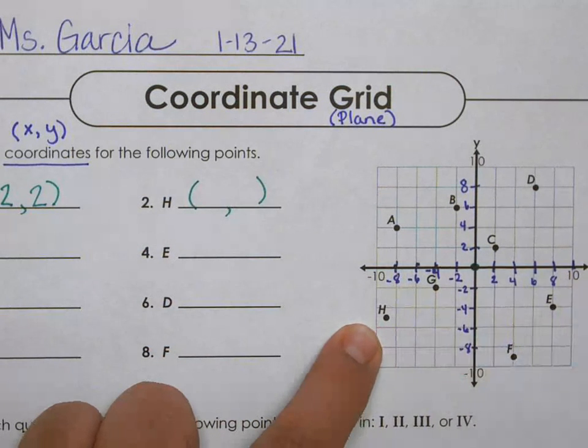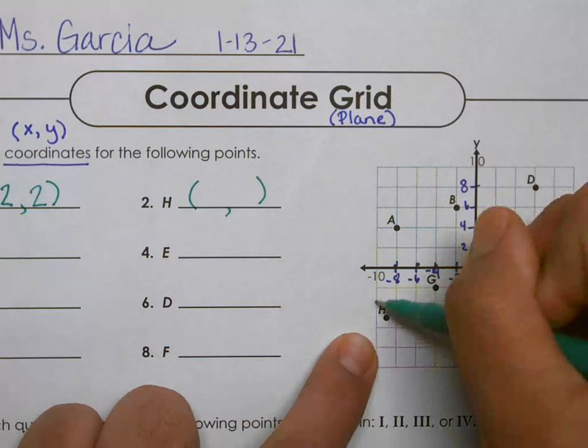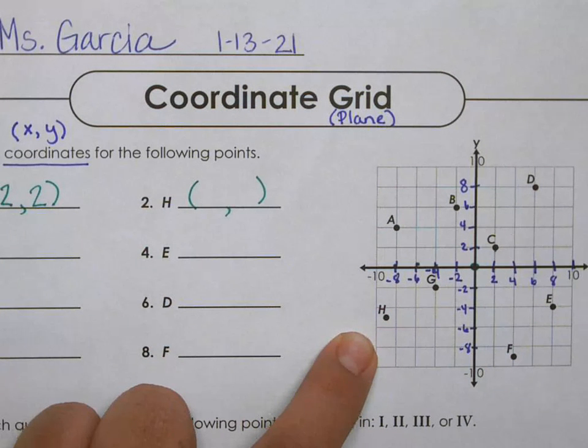H is right in the middle. So it's not on the -8 line and it's not on the -10 line. It's right in the middle. So what comes between -8 and -10 is -9.